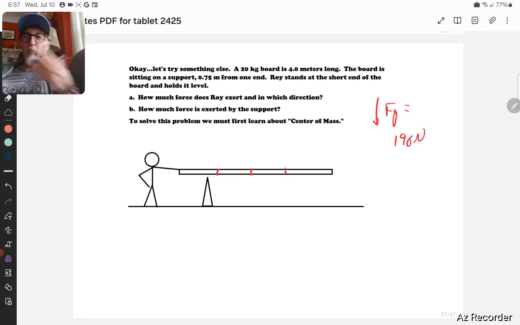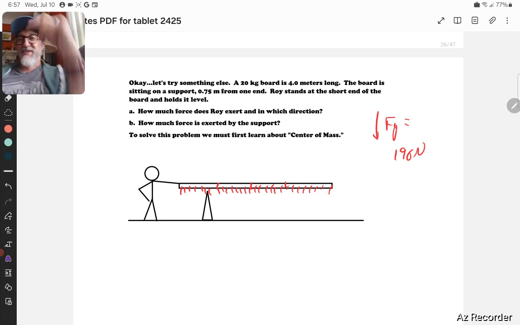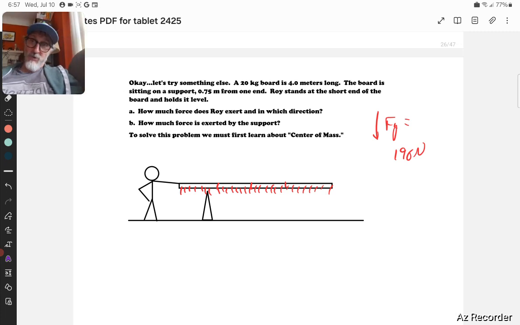But the question is, where does it go, right? So technically what's happening is this board is made up of a bazillion molecules, and gravity is pulling them all down. So there's a little force of gravity here, and a little force of gravity here, and here, and here, and here. There's all these forces of gravity on all these different molecules, pulling it down. But that doesn't really help us, right? Because what we want to do is calculate torque, and to calculate torque, you have to do force times distance. So we need a distance.